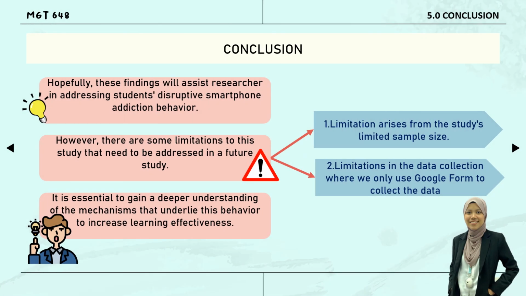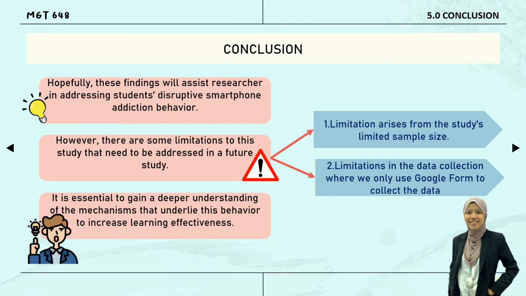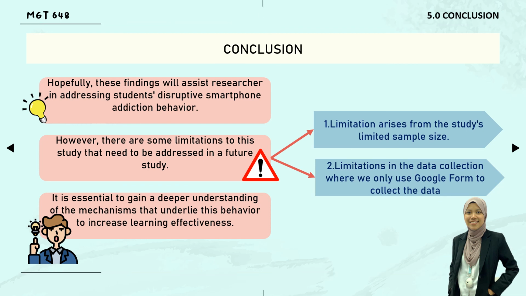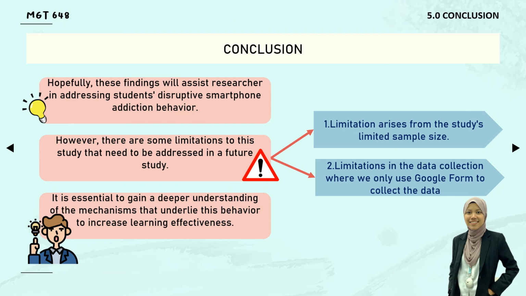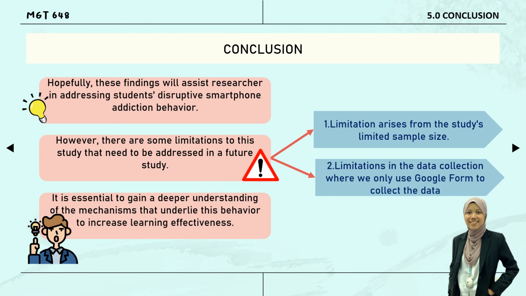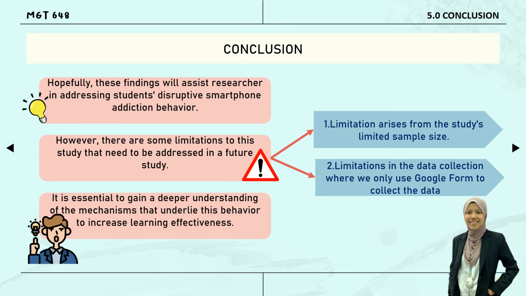In conclusion, these studies have provided some insight for higher education institutions and researchers in better understanding the pattern of smartphone use among university students. Hopefully, these findings will assist them in addressing students' disruptive smartphone addiction behavior. However, there are some limitations to this study that need to be addressed in future studies. The first limitation arises from the study's limited sample size. As a result, a future study could include more universities and a larger sample size.